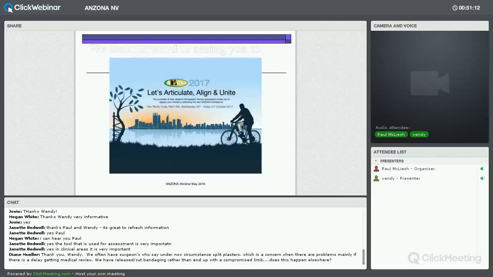Okay, just got a question from Diane. They're saying under no circumstances split plasters, especially if there's a delay. Diane, I don't know if you've seen the slides for the compartment syndrome talk that's available on our ANZONA website. There's actually a couple of slides on a research study which they've done as to how much blood gets back into the limb. And certainly if you're splitting the plasters, that's making a big, big difference.